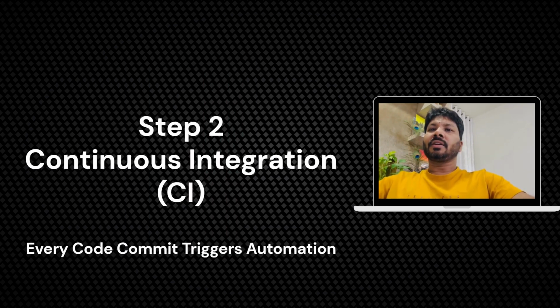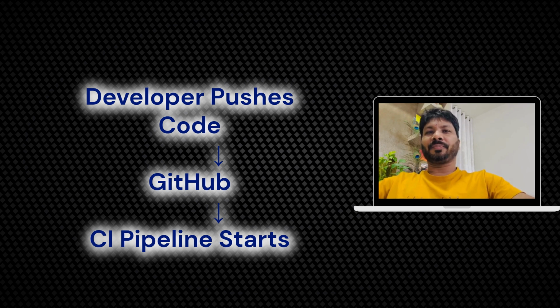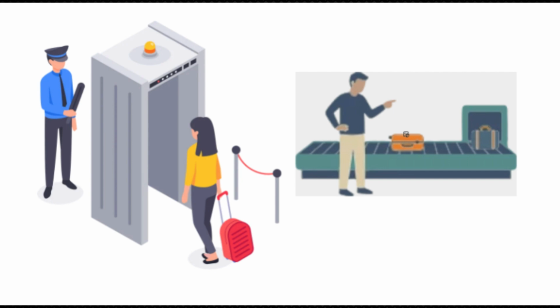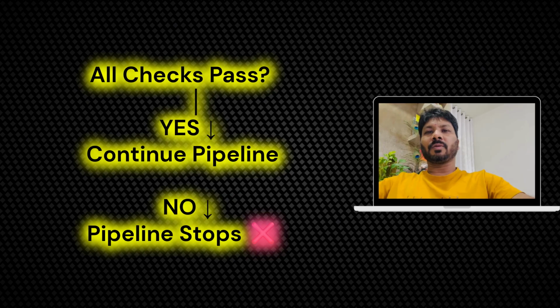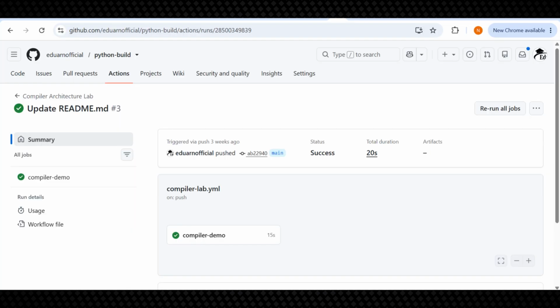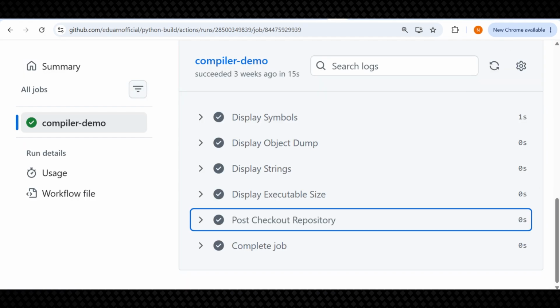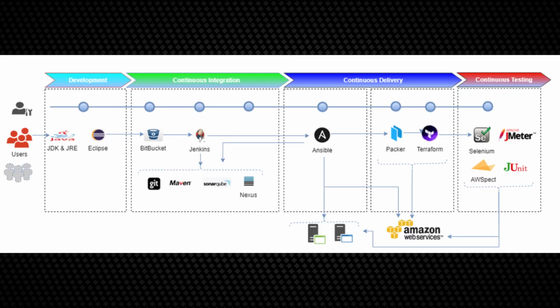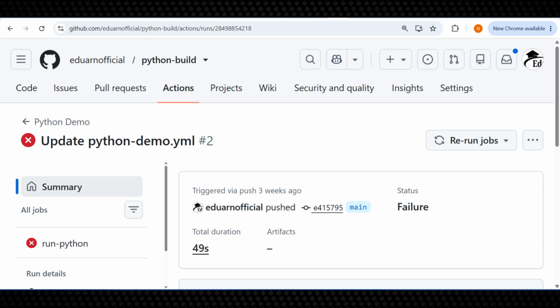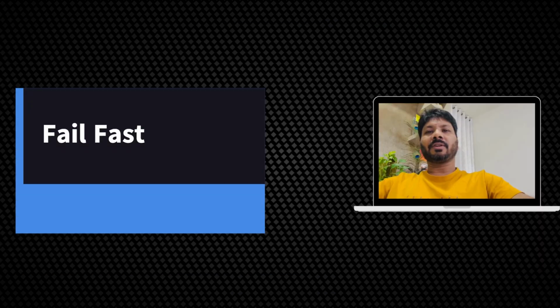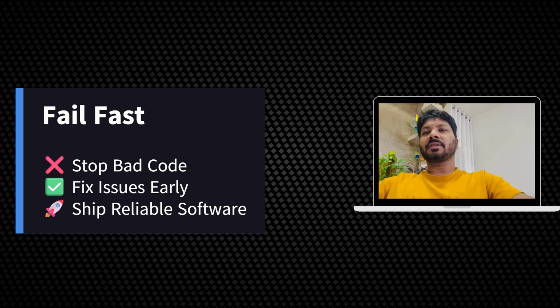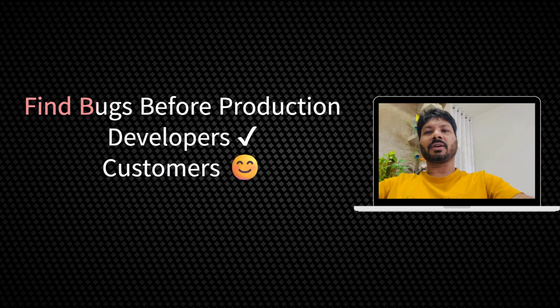Step 2. Continuous integration. The moment the code reaches GitHub, the CI pipeline wakes up. Think of it like a security checkpoint at an airport. Before your code is allowed to continue, it has to pass the inspections. The system automatically builds the application, runs unit tests, runs integration tests, performs security scans, and checks coding standards. If even one test fails, the pipeline immediately stops. Bad code never moves forward. That means customers never experience those bugs.